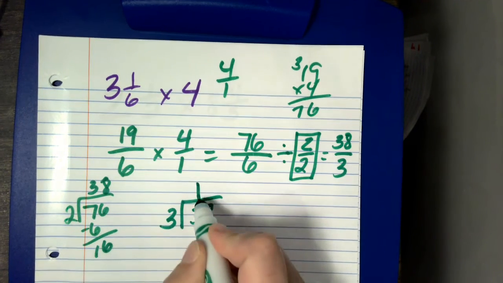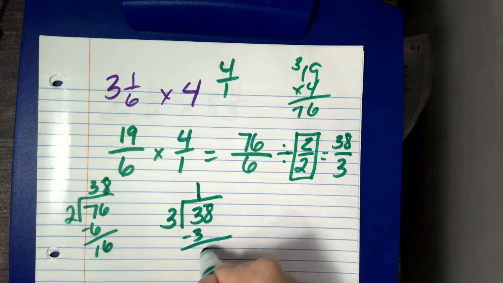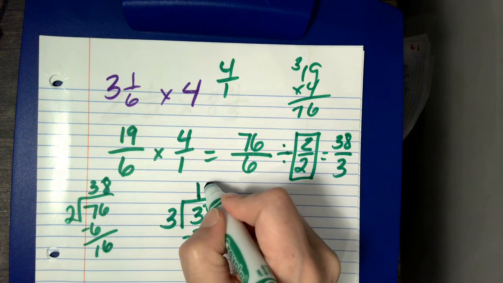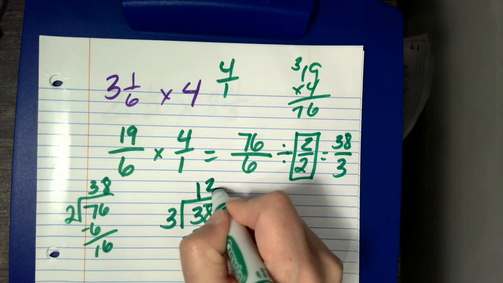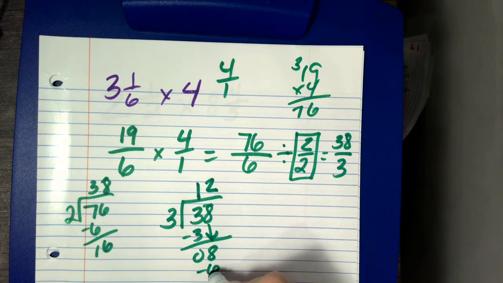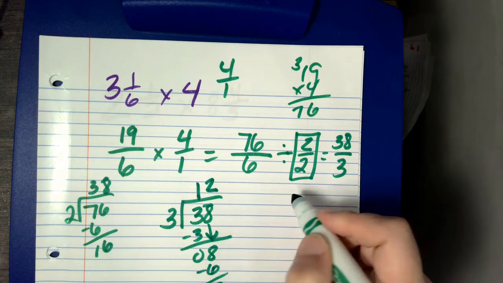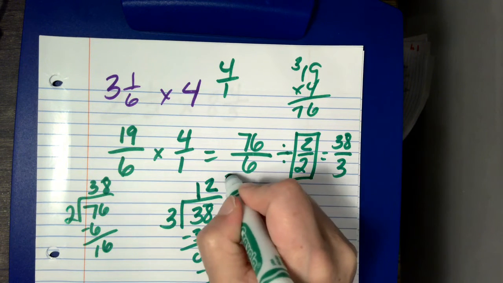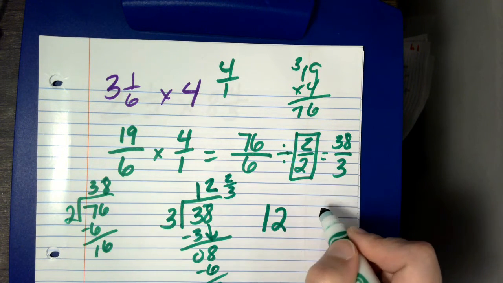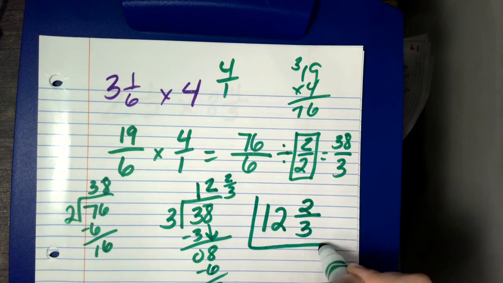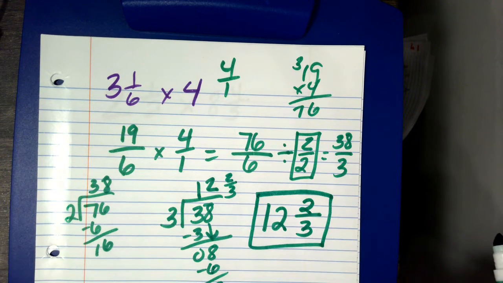3 goes into 3 once. 3 times 1 is 3. And then 8. 3 goes into 8 2 times. 3 times 2 is 6. 8 take away 6 is 2. So 12 is my whole number, and 2 will become my numerator, and 3 remains my denominator. 12 and 2/3. As I look at the number, does it make sense to me?